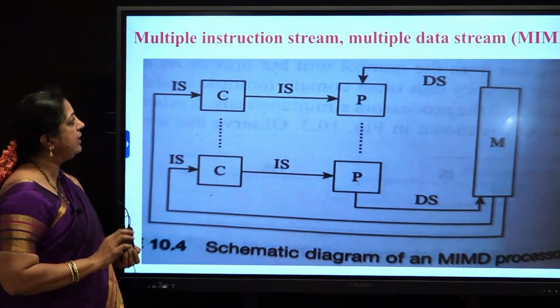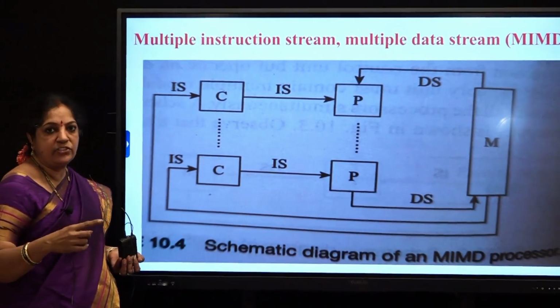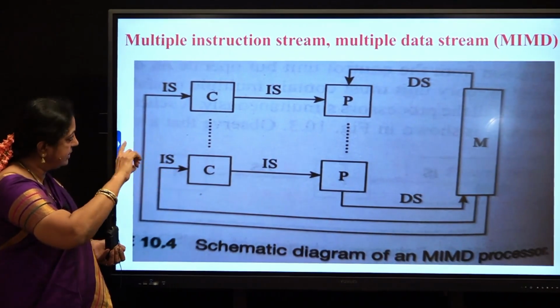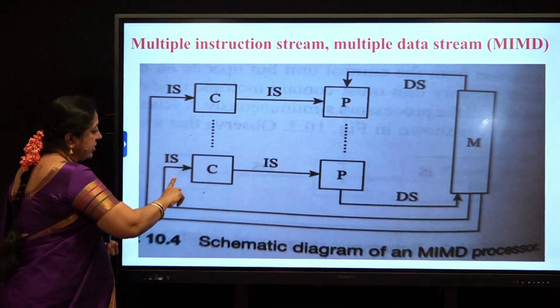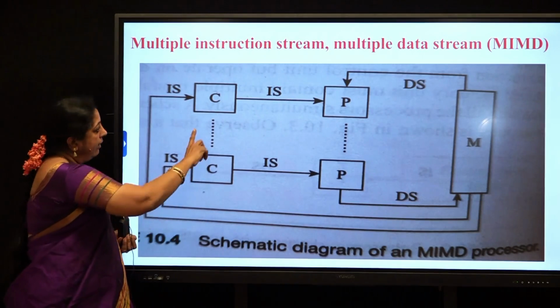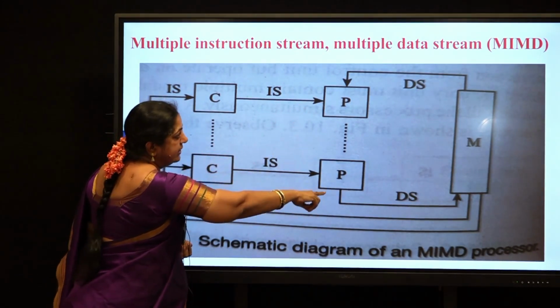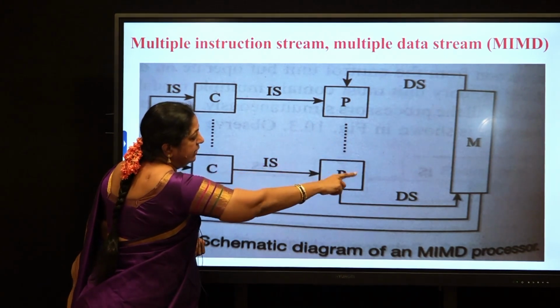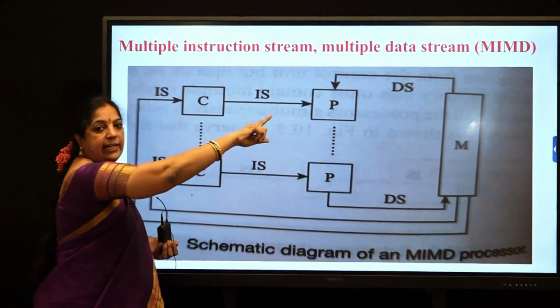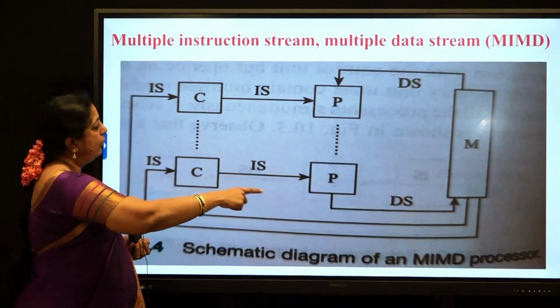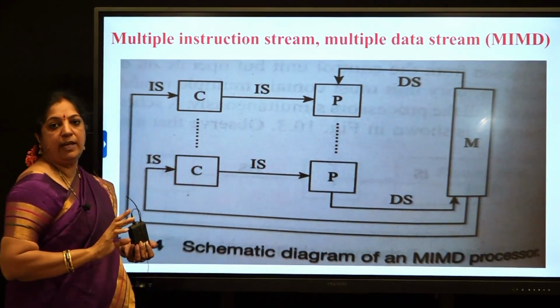Next one, we are having multiple instruction stream, multiple data stream. As the name suggests, we are having multiple instruction streams and multiple processing units, and each and every processing unit is individually connected to the memory unit. So multiple data streams also we are having.